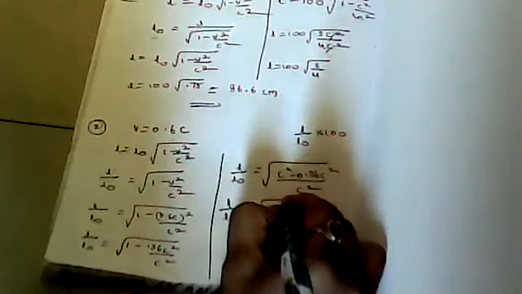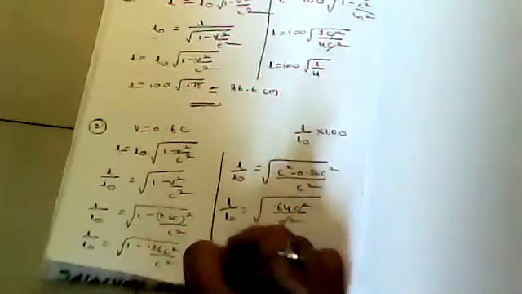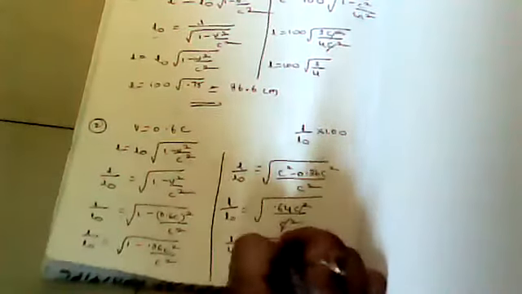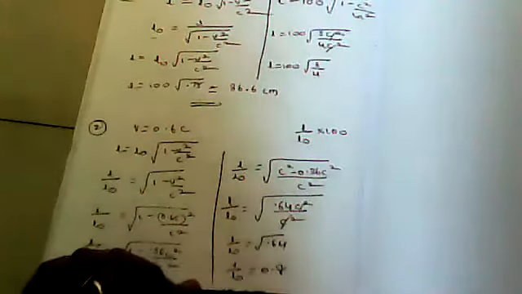You can directly take C square out here, there is no problem. L by L naught is equal to root of 1 minus 0.36. What we get? 1 minus 0.36 is 0.64 C square by C square. C square gets cancelled. L by L naught is equal to root of 0.64. Next, you know what to do. 0.64 is what? 0.8. Right? The root of 0.64 is 0.8.